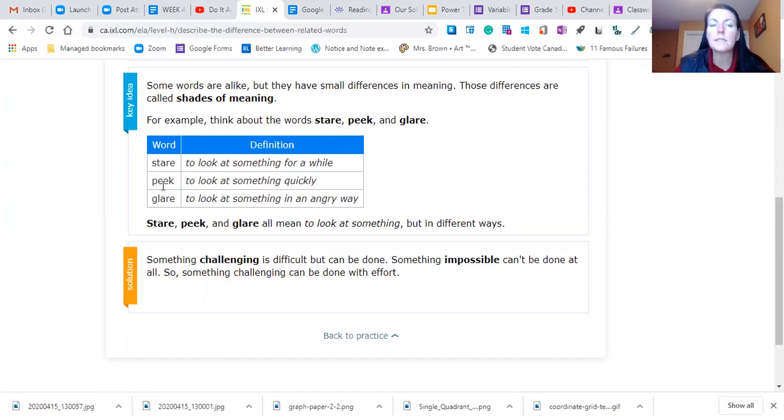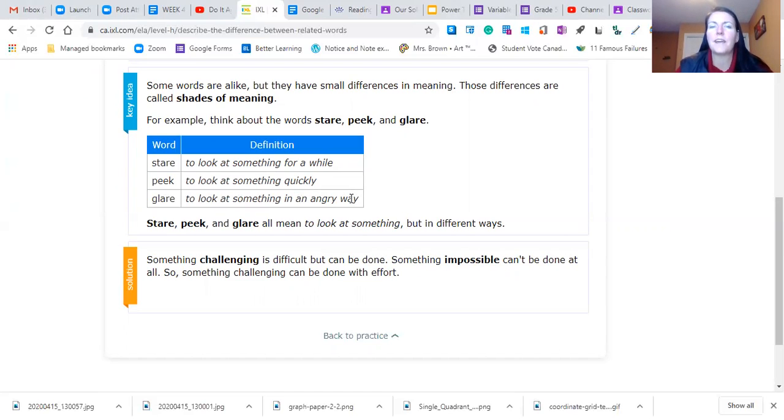Peek is to look at something quickly. Yeah, let me take a peek. You look quickly, peek-a-boo with playing with a baby. All right, some quick little peek around the corner to see if someone's coming. If they're playing hide and seek, there's your game. Glare. That's to look at something in an angry way, right?